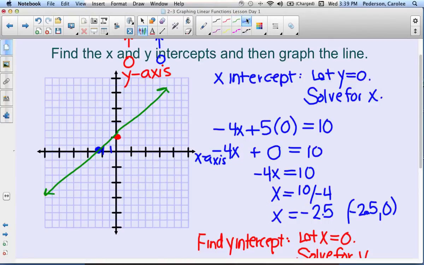We should also label those ordered pairs. So this is negative 2.5, comma 0. And this is the ordered pair over 0, up 2. And that's how you graph a line by finding the x and the y-intercepts.